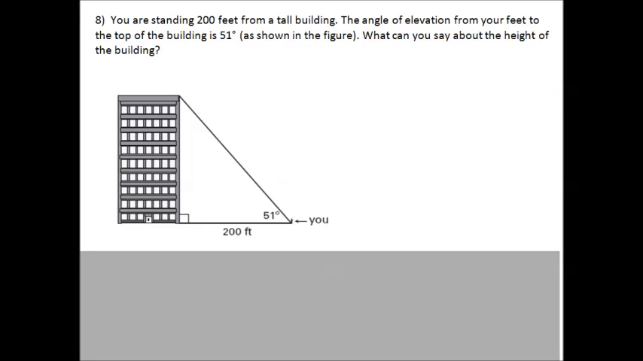Alright, so this type of knowledge we can use also whenever we have a situation where we don't have all the information. We can at least find out some stuff. You're standing 200 feet from a tall building. The angle of elevation from your feet to the top of the building is 51 degrees, as shown in the figure. What can you say about the height of the building?